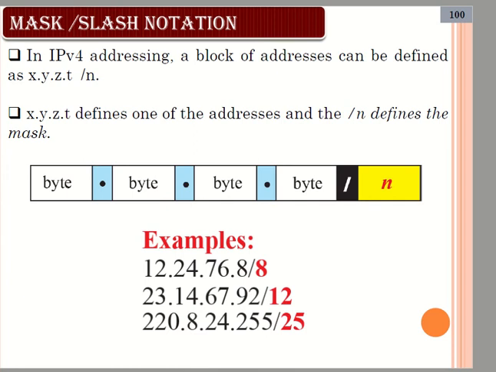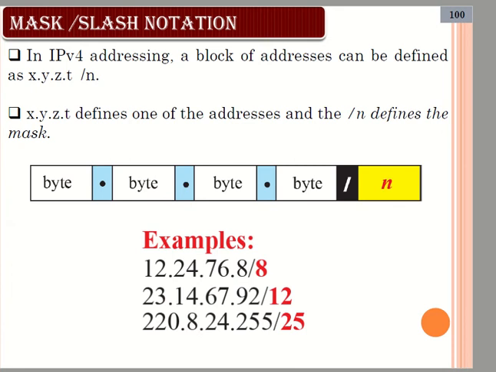In classless addressing, as I said, there is no restriction on the length of the prefix, so it is variable. Whenever an address is given, it is usually represented in the format x.y.z.t/n. We also call it the mask or slash notation. So x.y.z.t defines one of the addresses in the block of addresses allocated, and the slash n defines the mask. It indicates the length of the prefix.